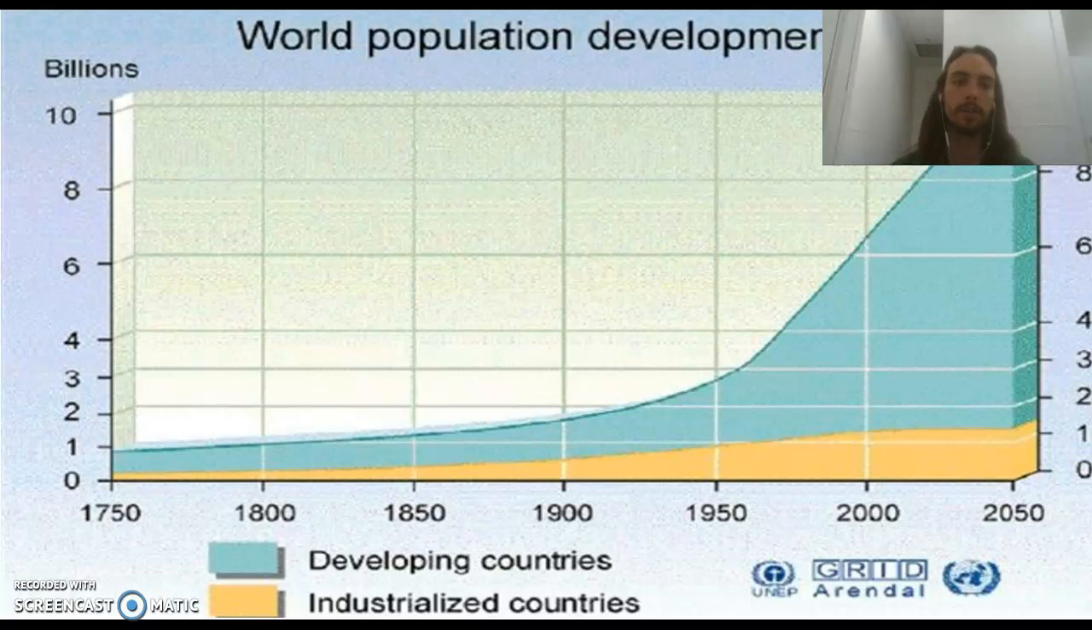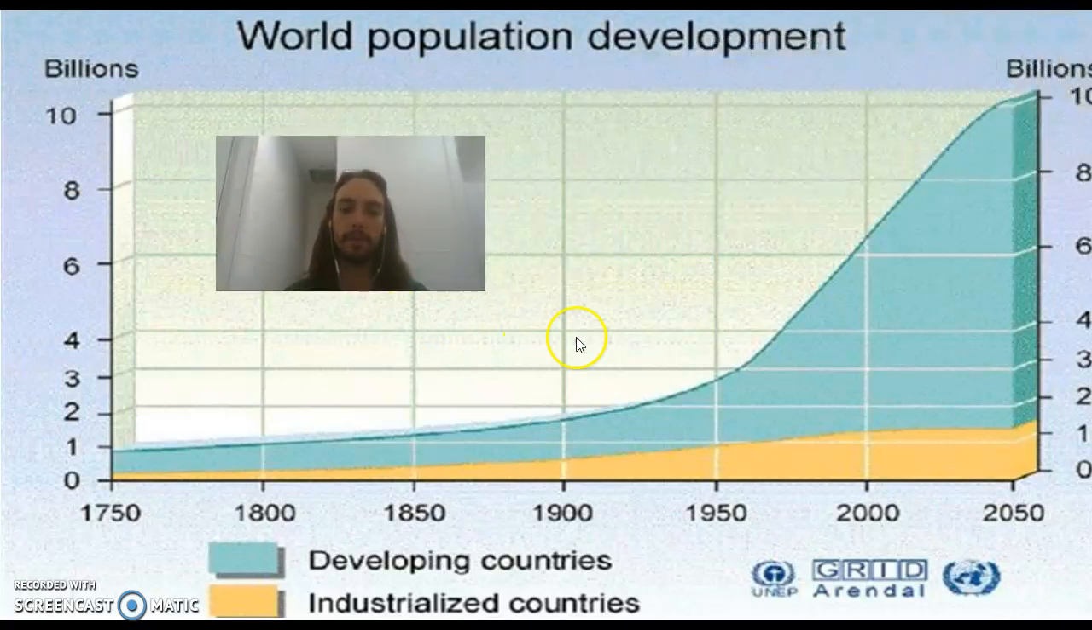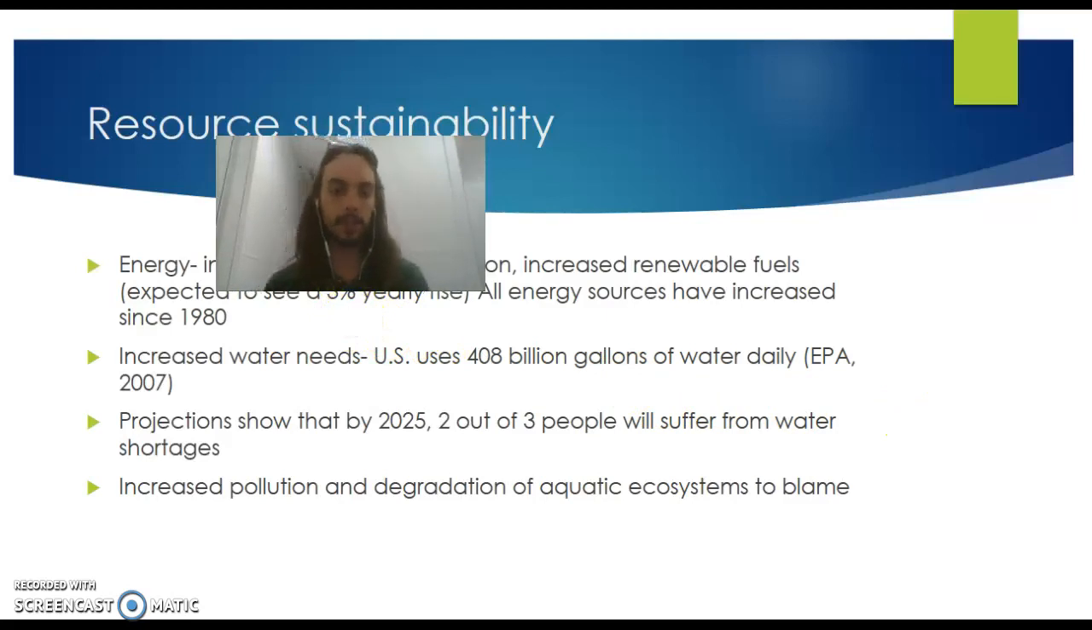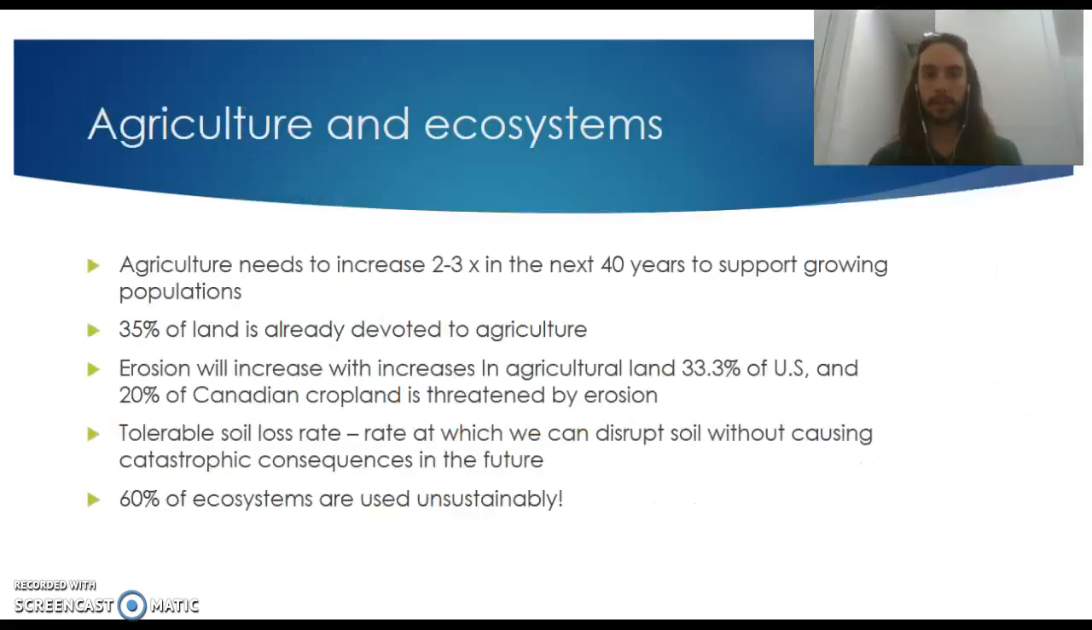So then here is just a graph of the billions of people in the world, and by 2050 we're projected to have around 10 billion people. And this blue one is developing countries. You can see this sharp uptick right about 1960, whereas developed countries hasn't really risen all that much. So, resource, let's see where we're at here.